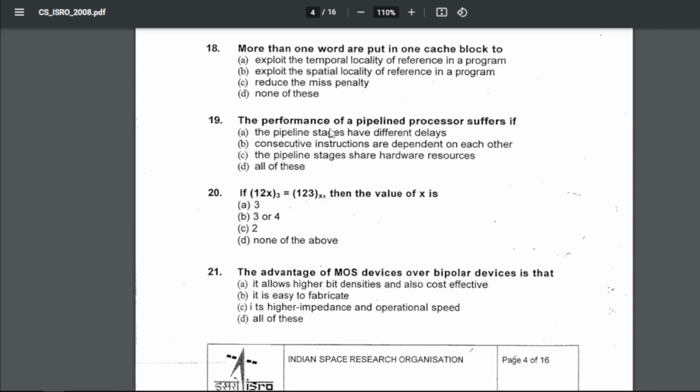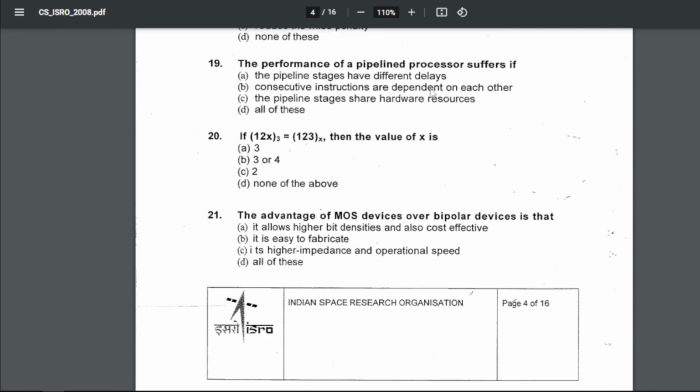Now question number 19 is, the performance of a pipeline processor suffers if what? So basically if we would say the pipeline stages have different delays, this is also true. Consecutive instructions are dependent on each other, this is also true. The pipeline stages share hardware resources, this is also true. So for 19, the answer will be all of the above.